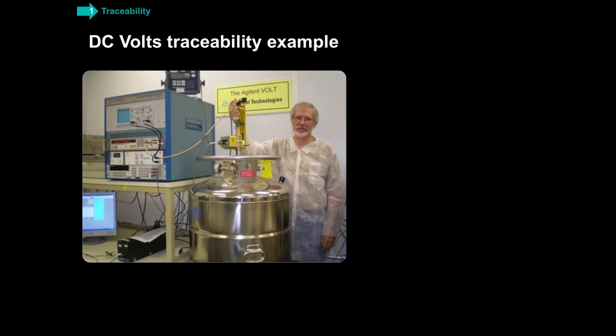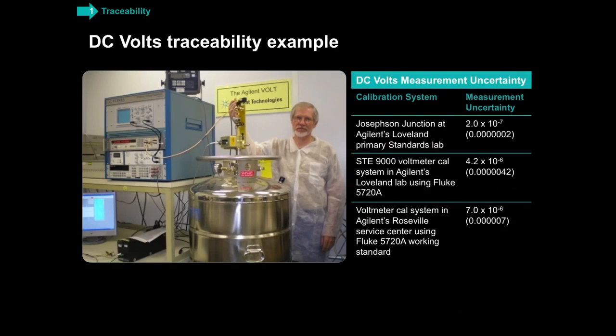Let's look at an example in DC volts. In the early 1980s, NIST invented a technique for very, very accurate generation of DC voltage using a Josephson junction, which is the voltage across a semiconductor junction when it's cooled by liquid nitrogen.